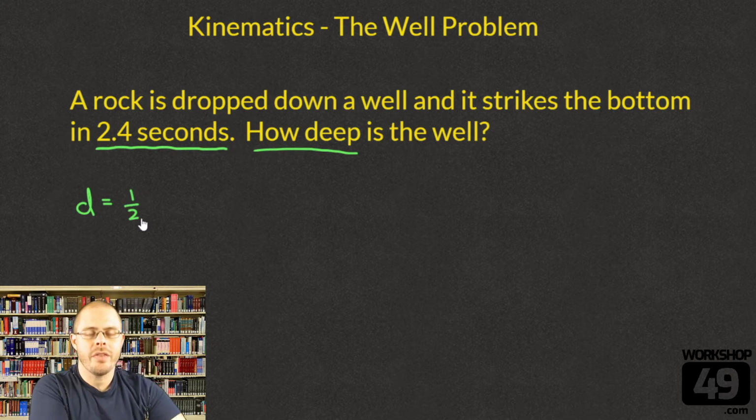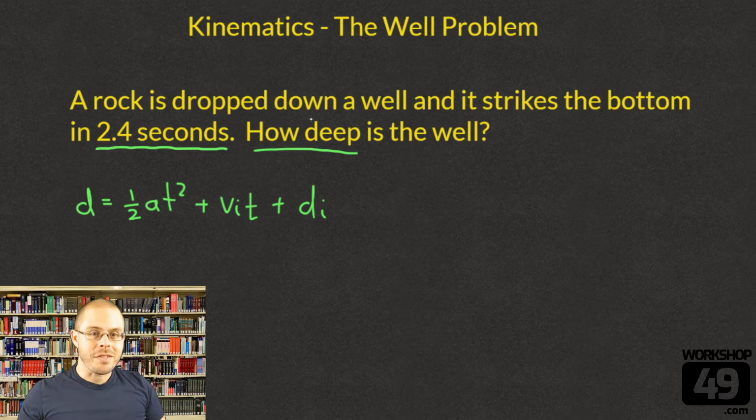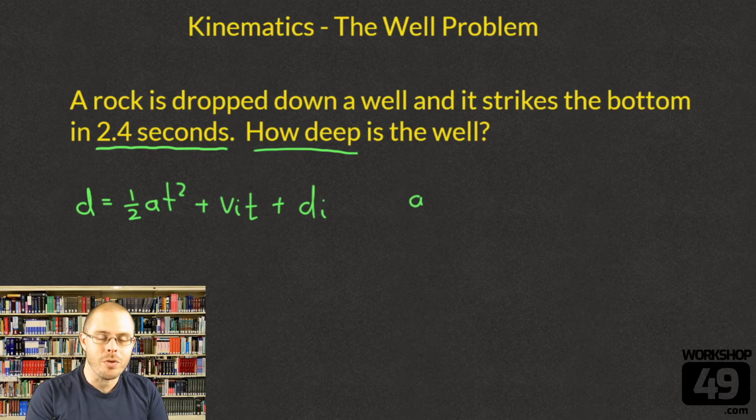The typical equation that we use when talking about things that are falling or flying up in the air is d equals 1/2 at squared plus vit plus di. And we'll just go through a little bit what these variables are.